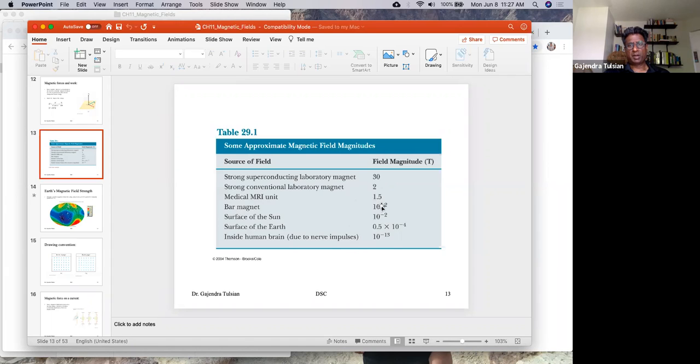When you go to a store and buy a bar magnet, it's 1/100th of a Tesla, which is the same magnetic field strength as on the surface of the Sun. On the surface of the Earth, it's 1/10,000th of a Tesla, like I said, half a Gauss. And inside your brain, every time your nerves fire, there's a current moving, and every time there's a current, the current produces a magnetic field. So you can study what part of your brain is active just by detecting the magnetic field outside your brain.